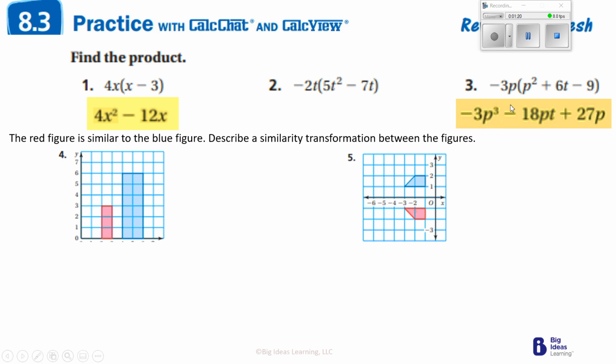So negative 3p to the third power minus 18pt plus 27p would be our answer. Number 4 is yours, 5 is mine.